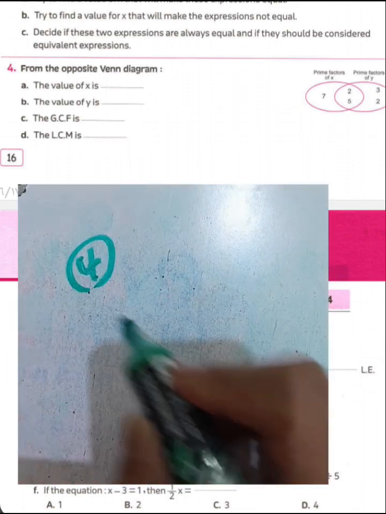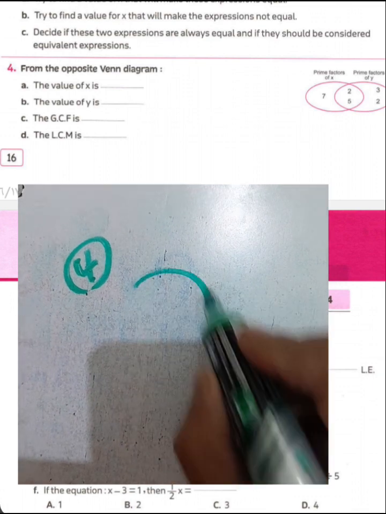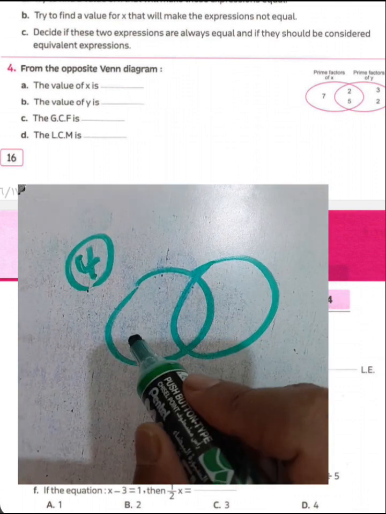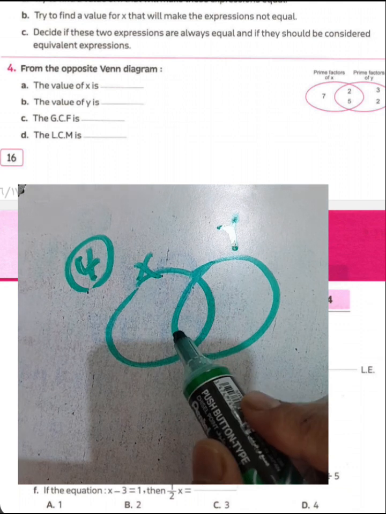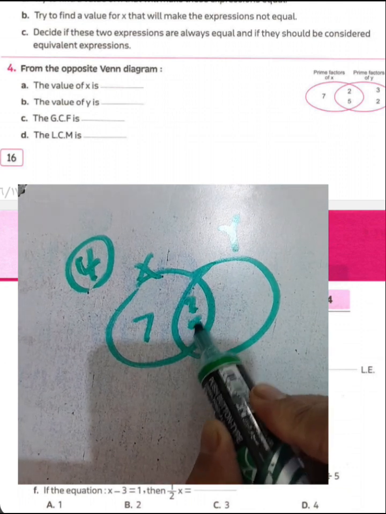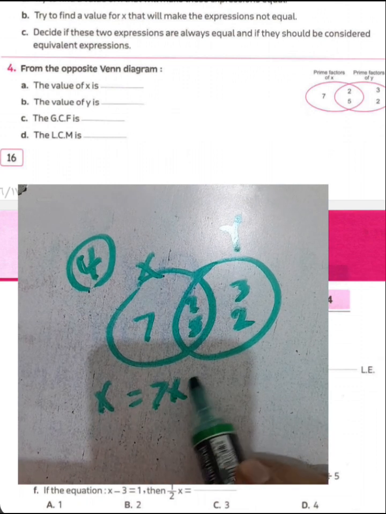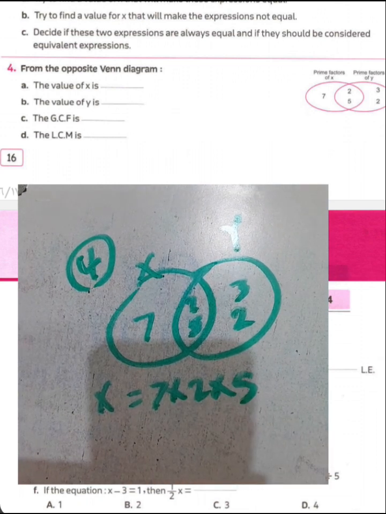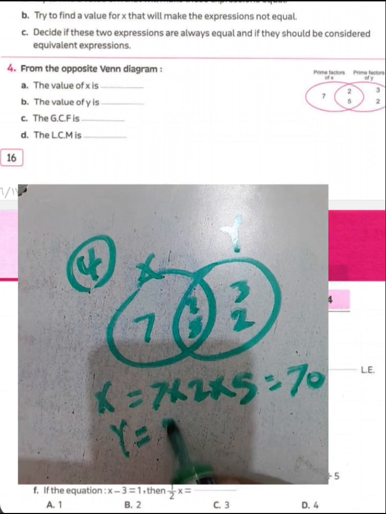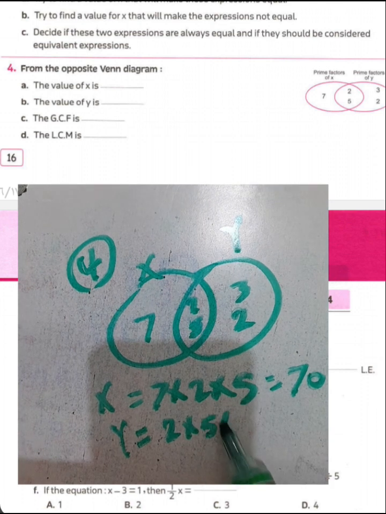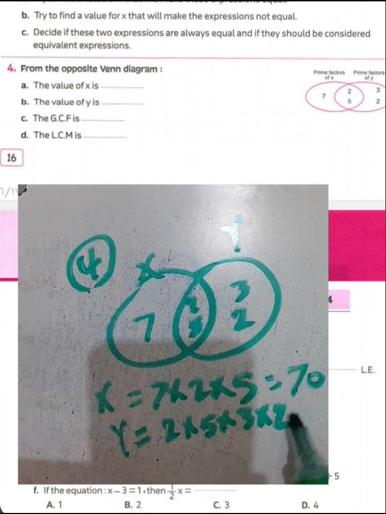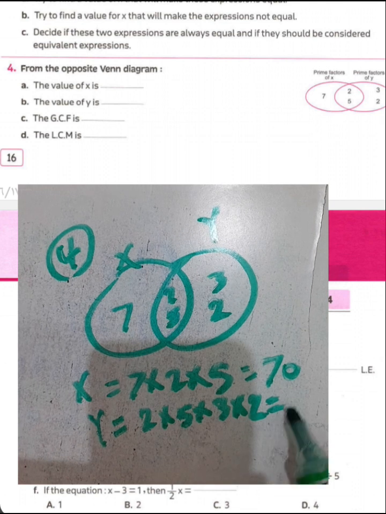Question number 4. From the opposite Venn diagram, letter A is the value of x and value of y. We can find the value of x by multiplication of all digits. Here we have 7 and 2 and 5. 7 times 2 times 5 equal 70. Then the value of x will be 70, and the value of y will be equal 3 times 2 times 5 times 2, which will be 60.